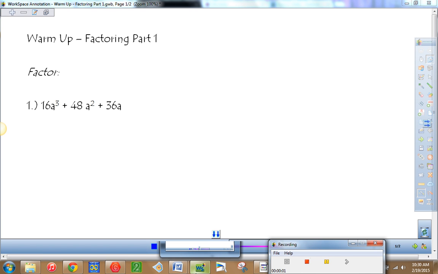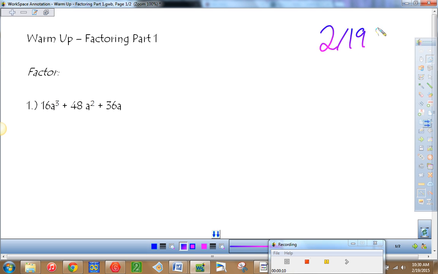Standard way, because then it works for all the different types of factoring. Okay? So what do you always look for first, for those of you who actually did your homework? You look for the greatest common factor. So what do all three of these possess? 4. They all have 4 going into them, alright?